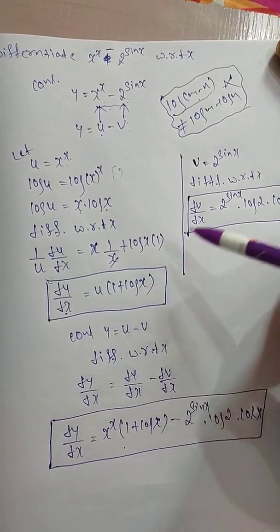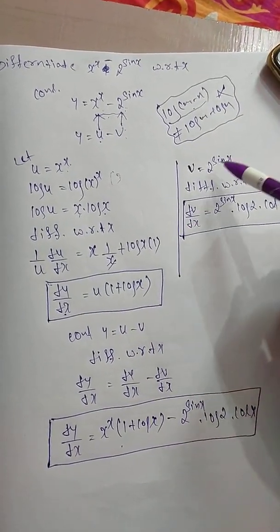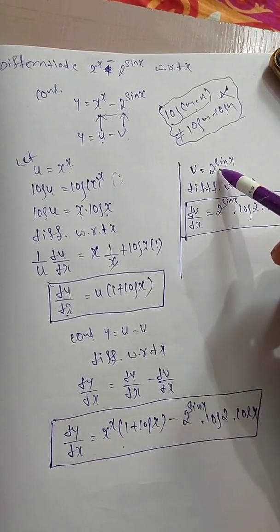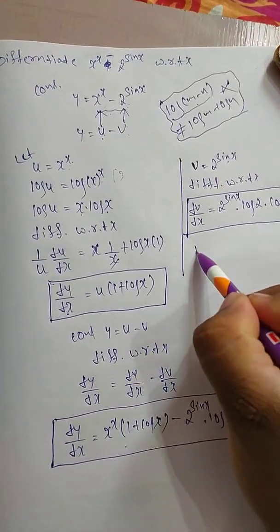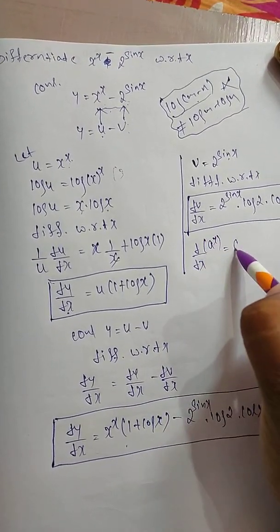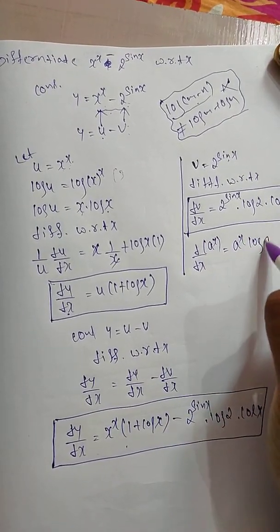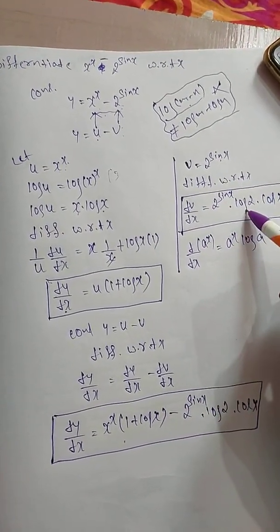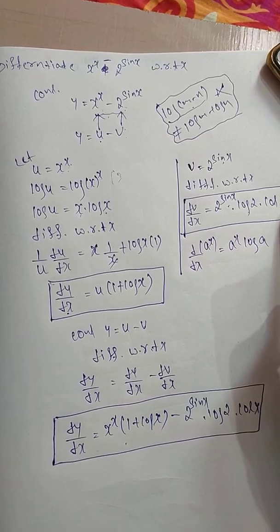Now here v is equal to 2 to the power of sin x. Here we can differentiate this function directly, because we are using the formula for the differentiation of a to the power of x. The differentiation of a to the power of x is a to the power of x into log a. So the differentiation of 2 to the power of sin x is 2 to the power of sin x into log 2, and again the differentiation of sin x is cos x.